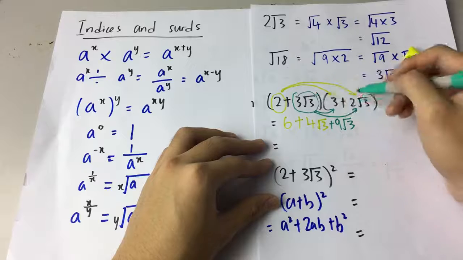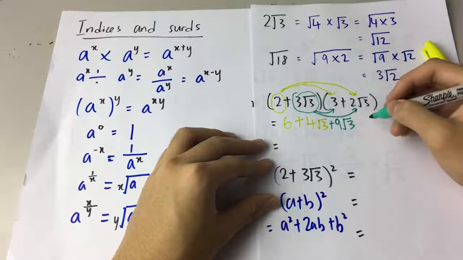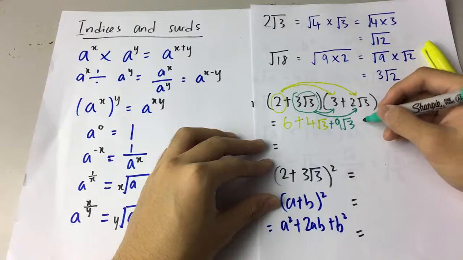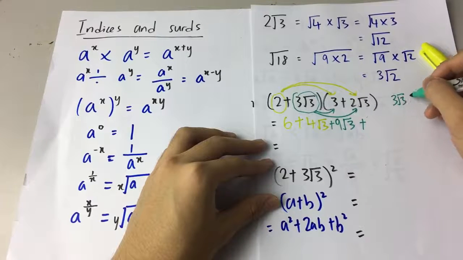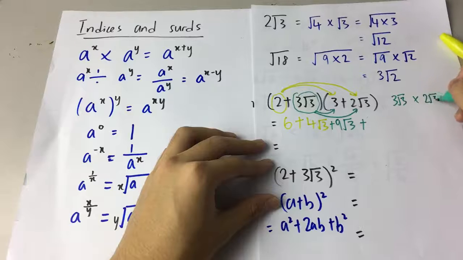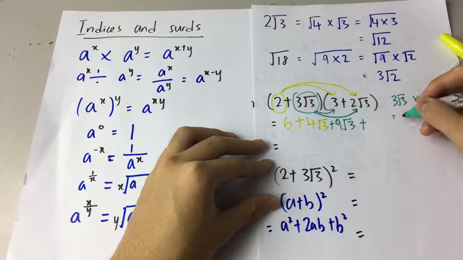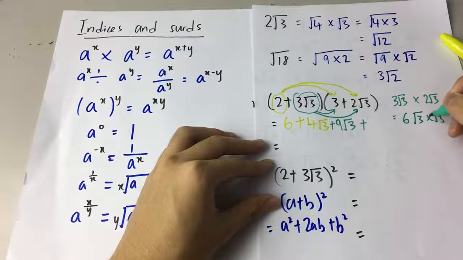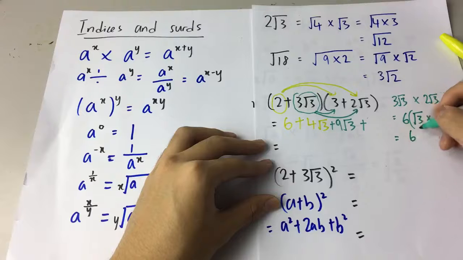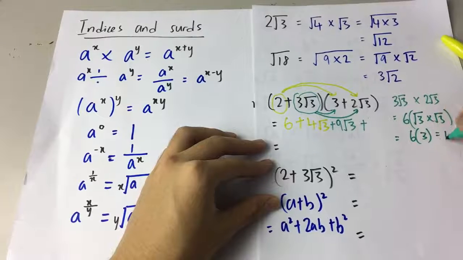Now we times these two together. 3 root 3 times 2 root 3. I write it down here. First we times the outside terms first. So 3 times 2 we get 6. Root 3 times root 3. Remember root 3 times root 3 we get? I write it down slowly. Root 3 times root 3, we get 3. So we get 18.